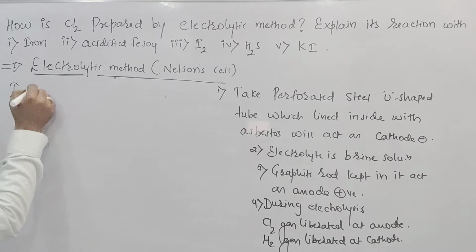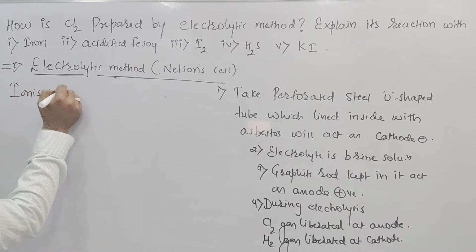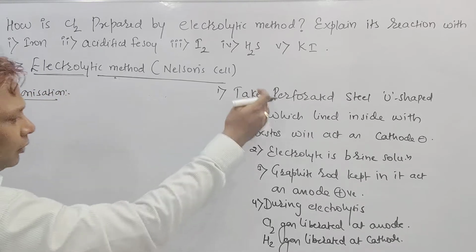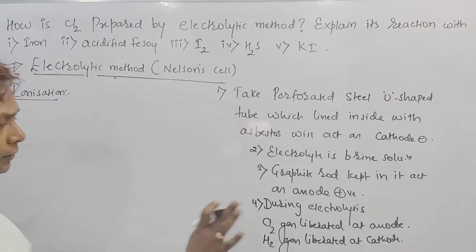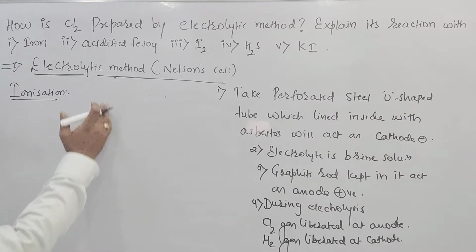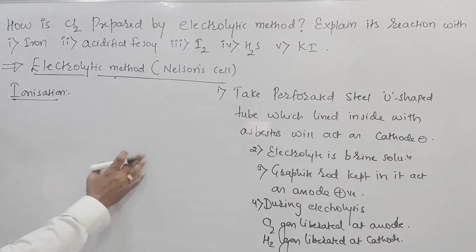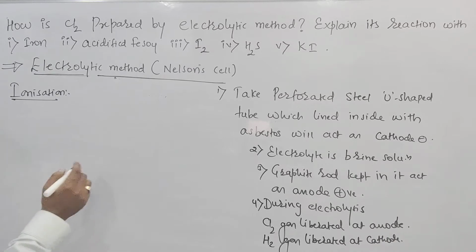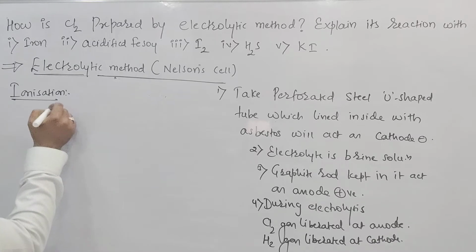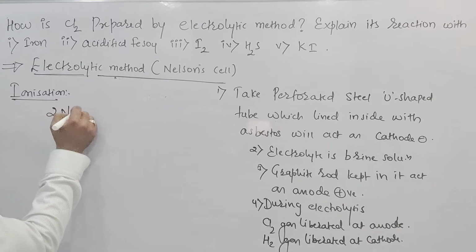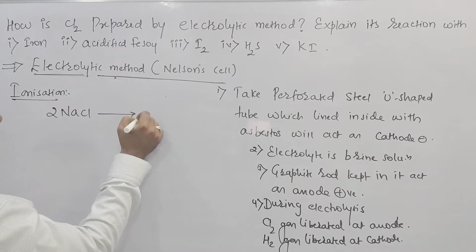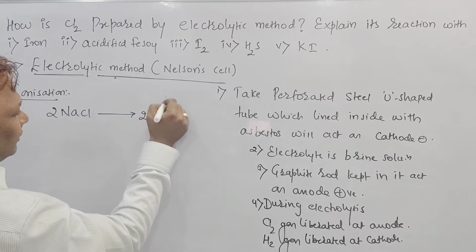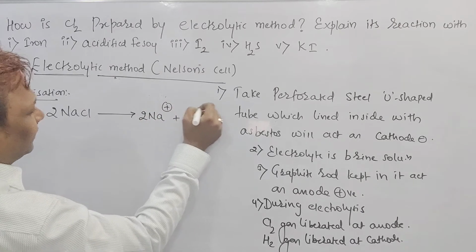So, the ionization process. If you draw this diagram and write all these 4 points, beta, you will get the 2 marks for sure. But for writing the ionization process, you will get the remaining 2 marks. How? We took the brine solution. What is the brine solution? That is NaCl. Beta, it ionizes in the form of what? Na plus and Cl minus.